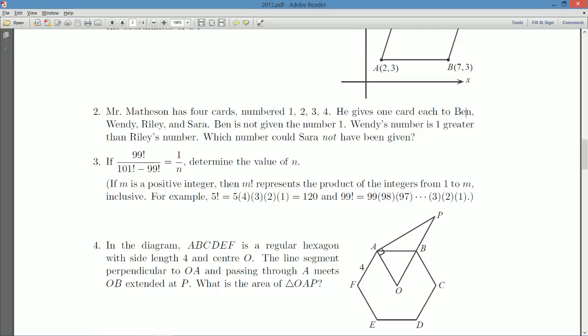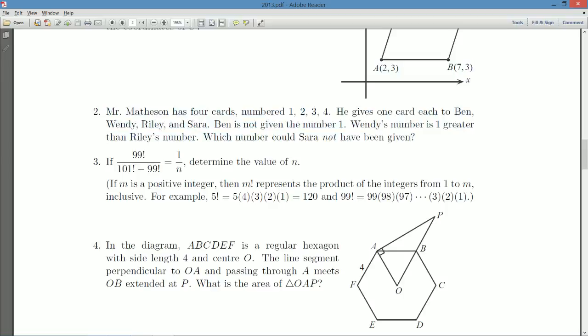So, 1 card each to Ben, Wendy, Riley, and Sarah. Ben is not given the number 1. Wendy's number is 1 greater than Riley's number. So Riley couldn't be given the 4 because then Wendy wouldn't get a card. Which number could Sarah not have been given? Okay.